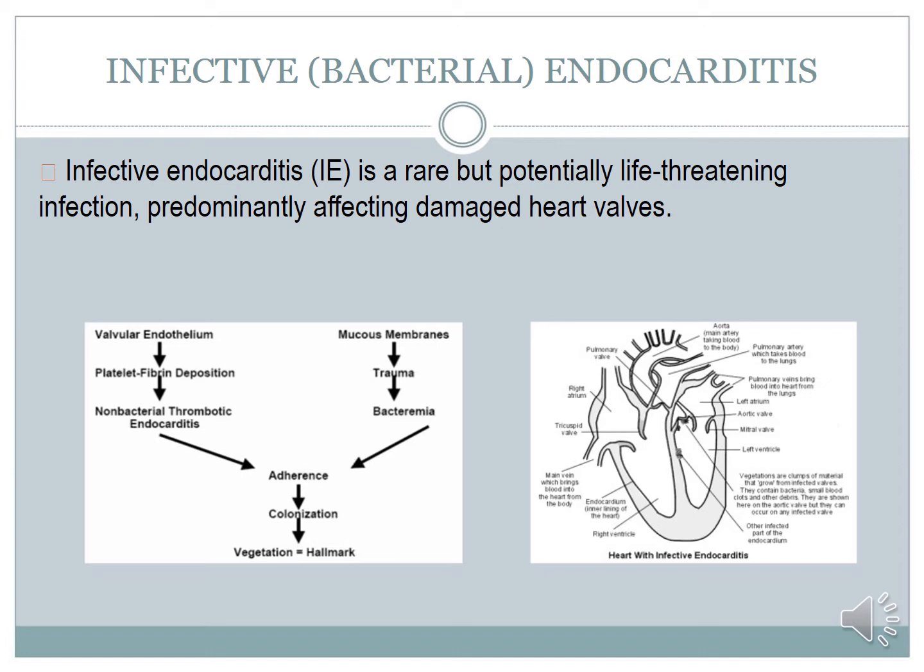Infective endocarditis is one of the organic diseases that has been exhibited. Infective endocarditis is a rare but potentially life-threatening infection, predominantly affecting damaged heart valves. So that happens either due to vascular endothelium rupture, platelet fibrin deposition, non-bacterial thrombotic endocarditis, and adherence, or it can be due to mucous membrane trauma, then bacteremia, adherence, colonization and vegetation. So the right one exhibits the picture where there can be colonization of bacteria which causes endocarditis of the valve.